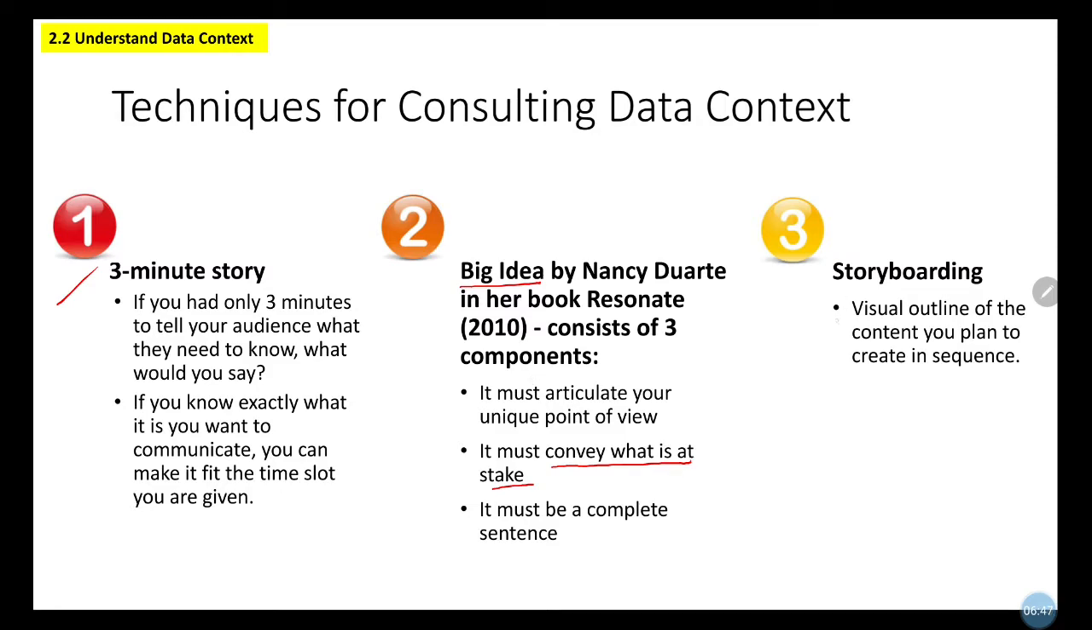The third one is storyboarding. Storyboarding is a visual outline of the content that you plan to create, in sequence, so that your audience will get the idea of what you want to produce in the visualization according to the data context. We're not going to go into detail on how to do them, but as I mentioned, this is just to expose you. These are the three techniques for consulting the data context.